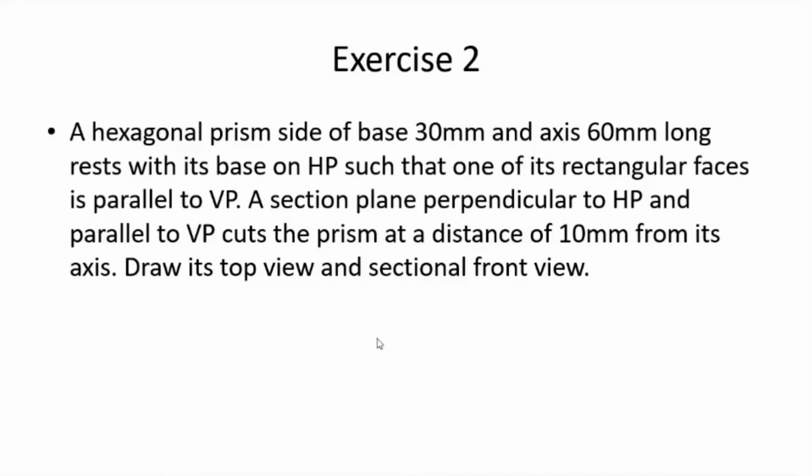So in this case, this is a hexagonal prism and the side of the base is 30 mm and the length of the axis is 60 mm. It is resting on HP with its base, such that one of its rectangular faces is parallel to VP. So then a section plane perpendicular to HP and parallel to VP cuts the prism at a distance of 10 mm from its axis.